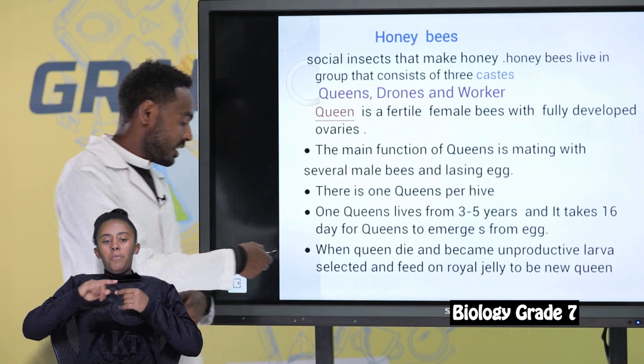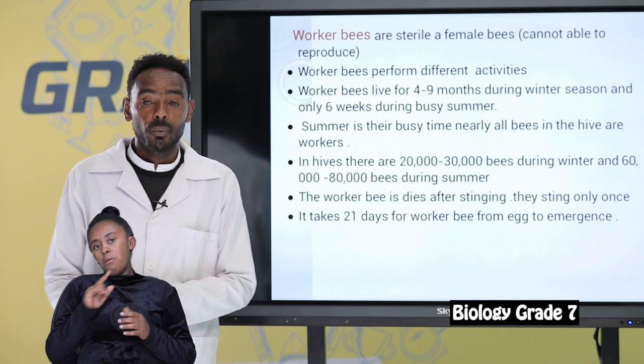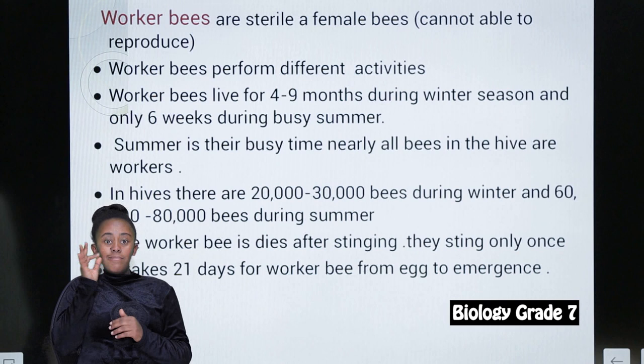Now we see another caste of honeybee. The second caste of honeybee is called the worker bee. Worker bees are sterile female bees. This means they cannot reproduce or give their own offspring. Worker bees perform different activities in a hive. Now we see some activities of a worker bee in a hive.